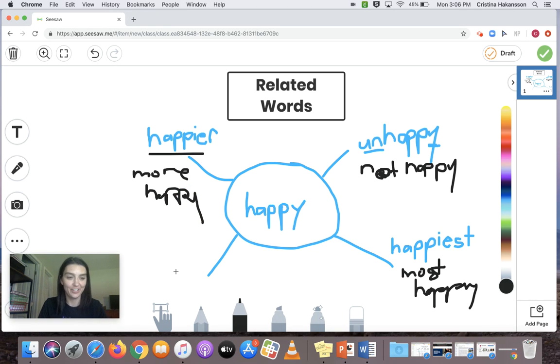Sorry, I'm trying to use cursive to write quickly. So my fourth one would be happily. This is probably better if you type. Okay, happily. And I added the suffix ly, which means to act in a way of being happy. So I could write that as my definition, to act in a way of being happy. So I have my root word happy and my four related words, happier, unhappy, happiest, and happily. I have written the word and the meaning underneath, and then now I would be ready to submit.